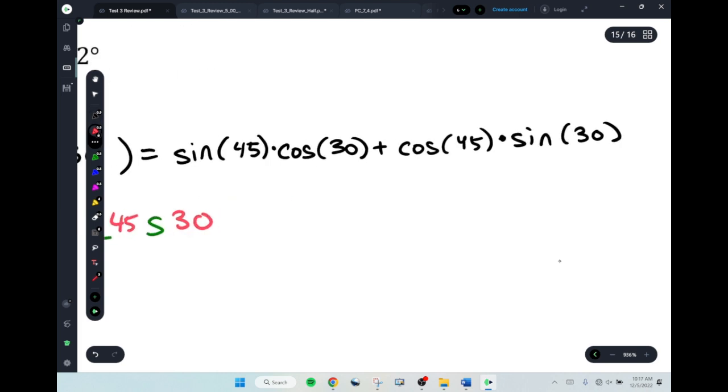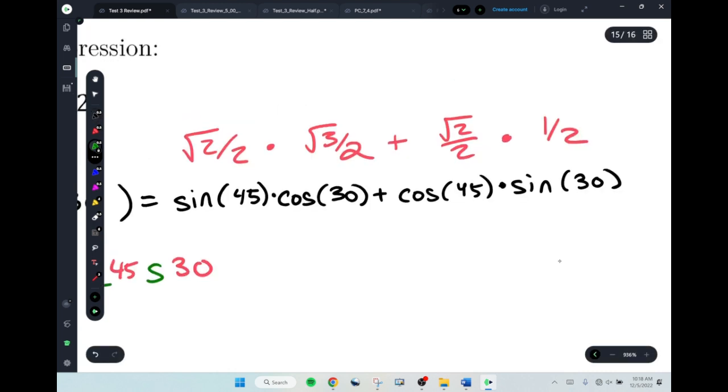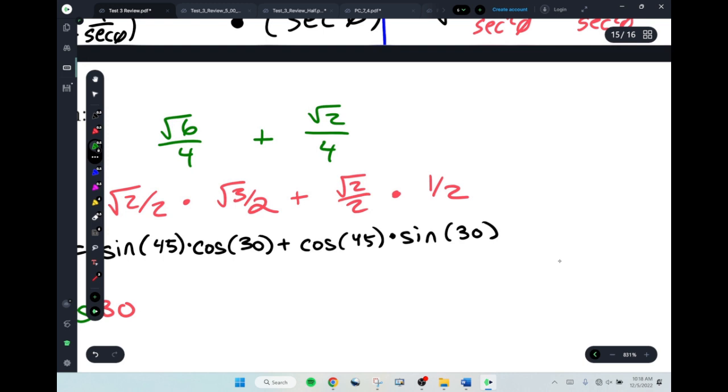Sine of 45? Root 2 over 2. Cosine of 30? I think it's root 3 over 2. Plus cosine of 45, root 2 over 2, times sine of 30, 1/2. So we get root 6 over 4 plus root 2 over 4. Which is root 6 plus root 2 over 4.